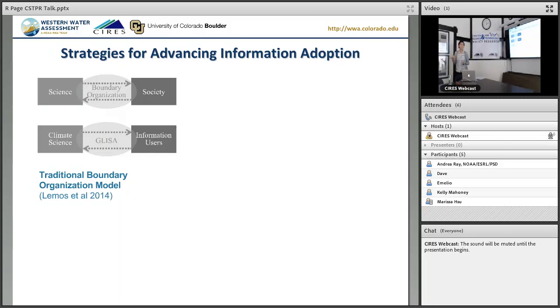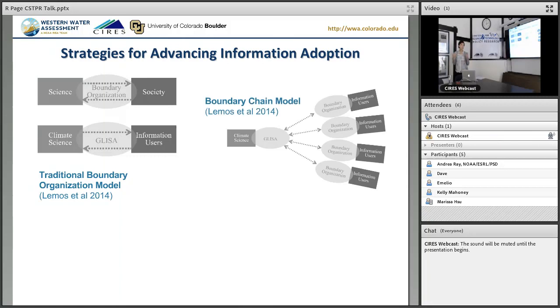So one alternative to this is there's a couple different models. One model that's been tested by our colleagues at GLISA, which is our sister organization in the Great Lakes region, is what they call the boundary chain model, which essentially links multiple boundary organizations together and leverages the different stakeholder relationships, skills, and assets that different organizations have, to create a chain effect such that we're not just relying on the capacity of one boundary organization, but we can link multiple together to reach end users.